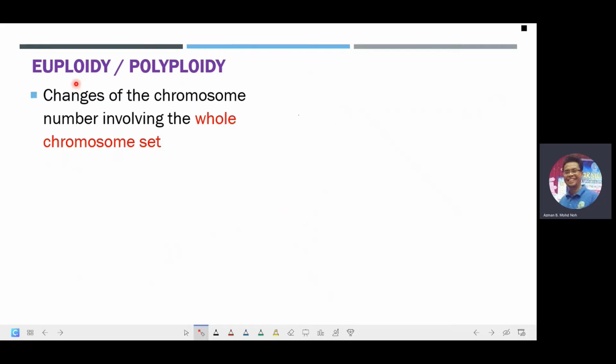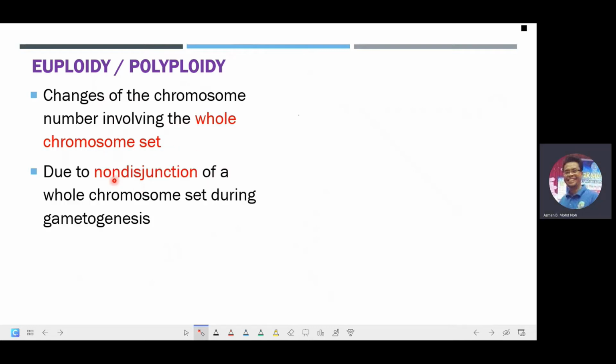Now let's move on to the case of euploidy or polyploidy. This is where the change of the chromosome number will involve the whole chromosome set. This is due to non-disjunction that occurs on the whole chromosome set during the process of gametogenesis.